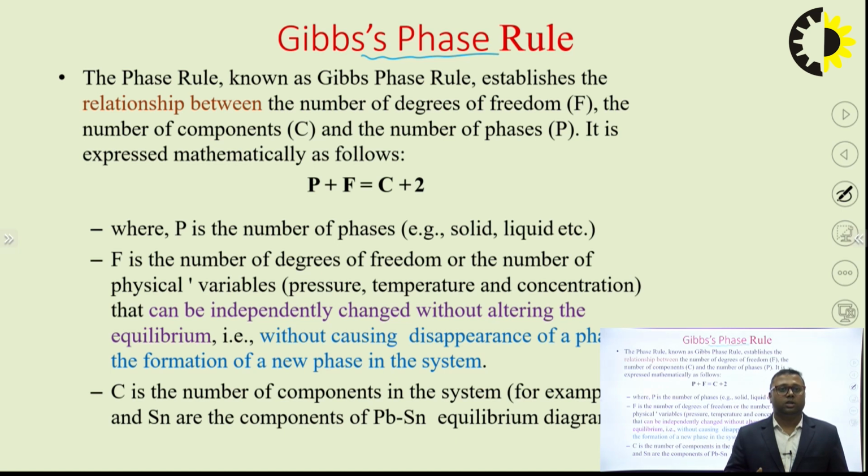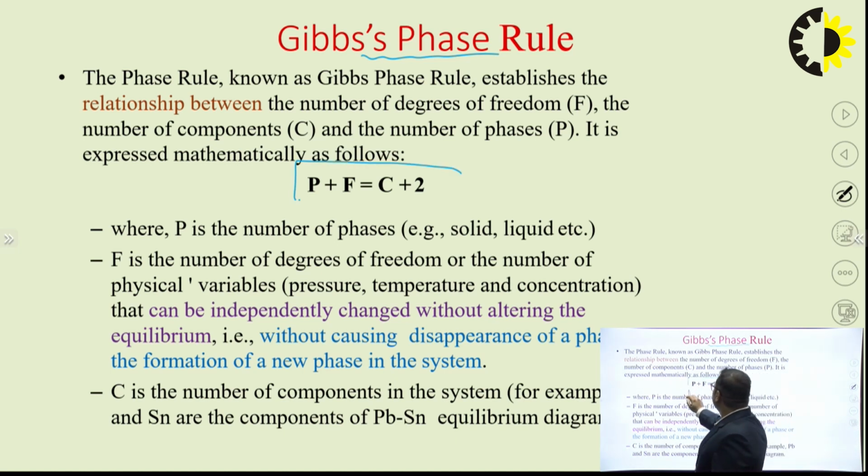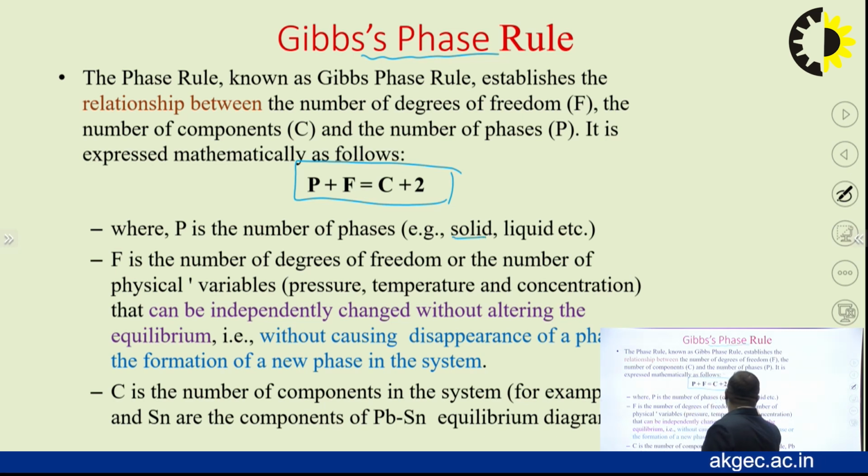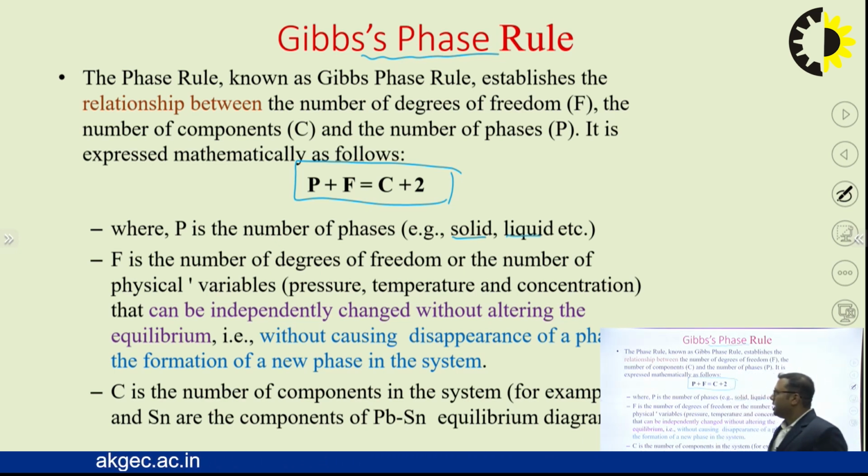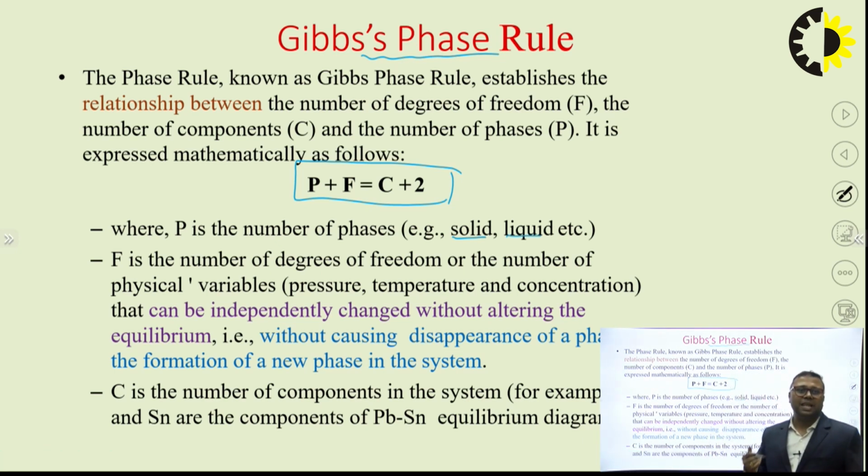So Gibbs phase rule gives this mathematical expression, that is P plus F is equal to C plus 2, where P is the number of phases. It can be solid phase, liquid phase, etc. And F is the degree of freedom, or the number of physical variables like pressure, temperature, or concentration that can be independently changed without altering the equilibrium, that is without causing the disappearance of a phase or the formation of a new phase in the system. So you can see that there are three different variables: pressure, temperature, and concentration. C is the number of components in the system. For example, lead and tin are the components of a lead and tin equilibrium diagram.